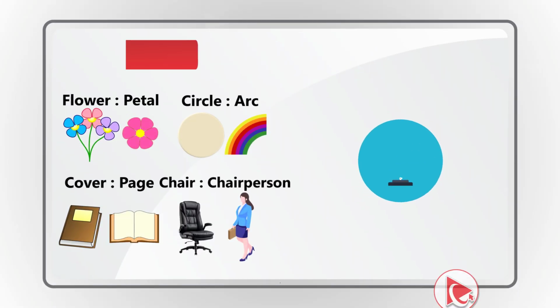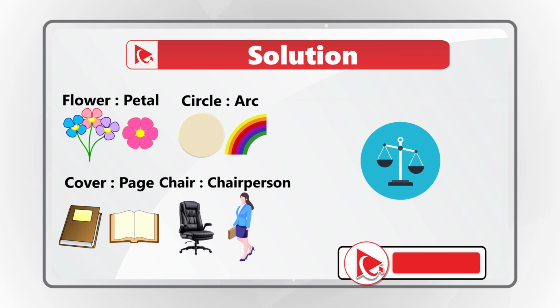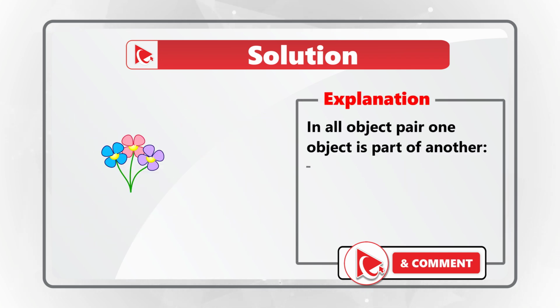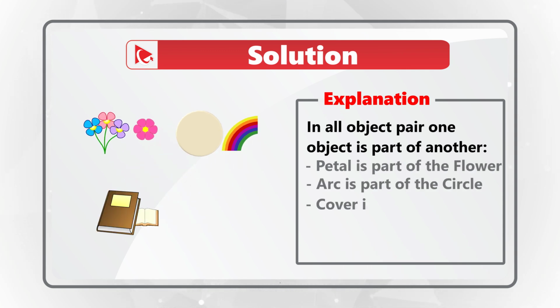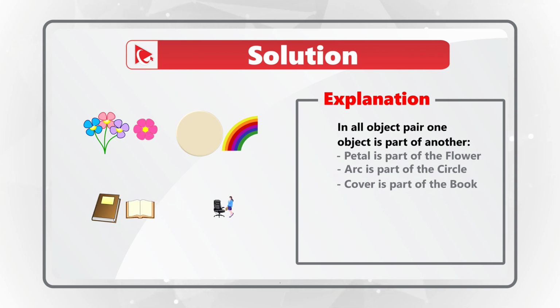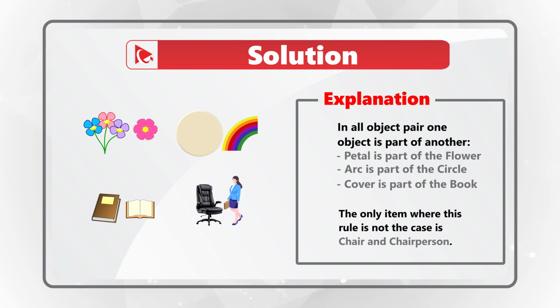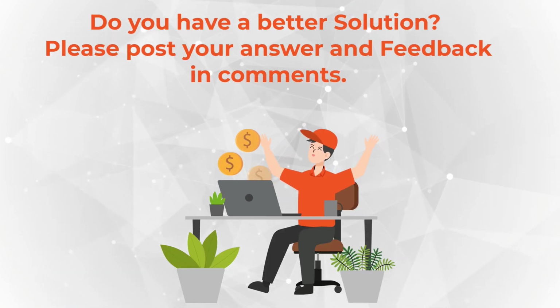The key here is to determine the relationship between the objects. And in all object pairs, one object is part of another. Let's look at the examples. Petal is part of the flower. Arc is part of the circle. And cover is part of the book. The only word pair where this rule does not work is chair and chairperson. Even though these words sound similar, they are not part of each other. So the correct answer is choice D, chair and chairperson. Hopefully you've nailed this question and now know how to answer similar problems on the test.